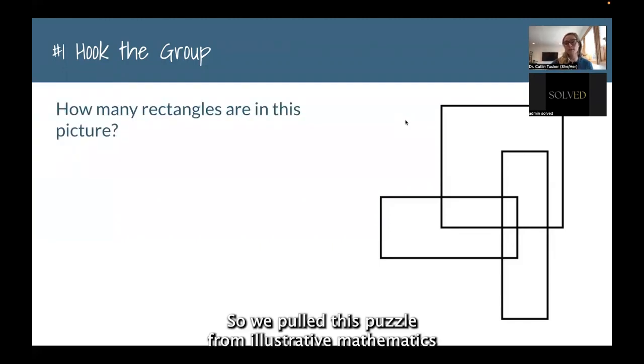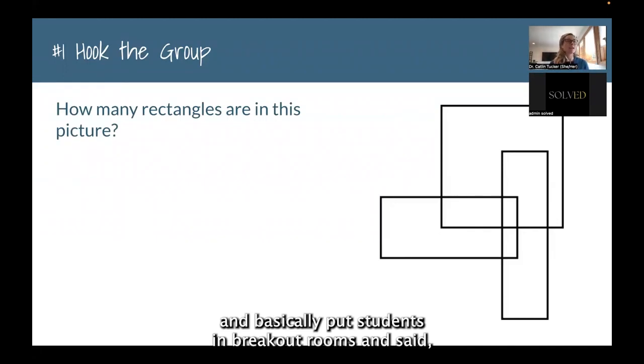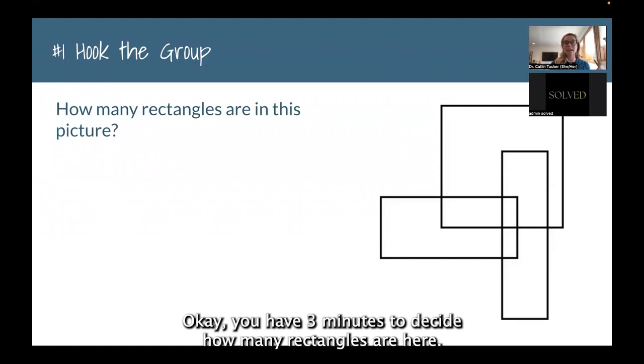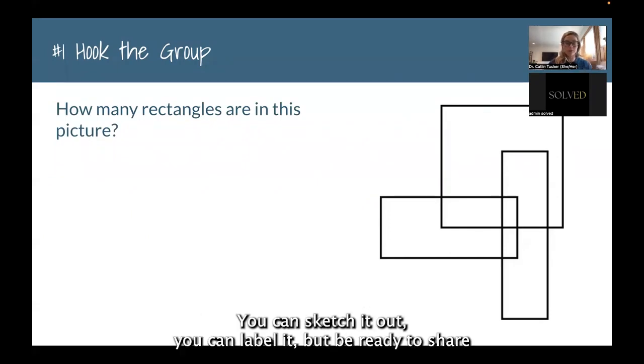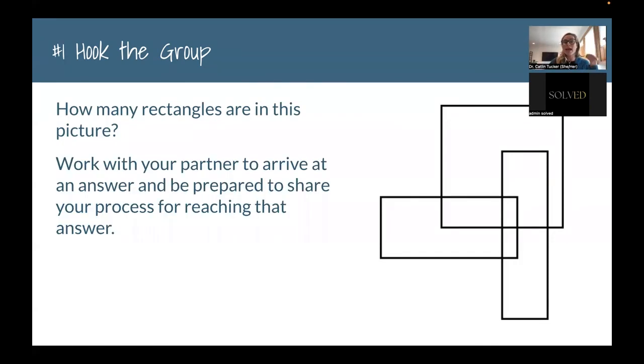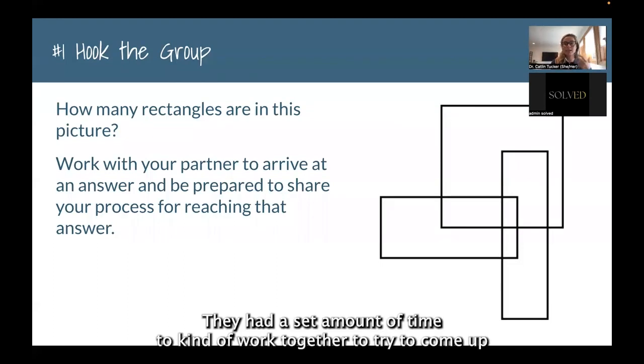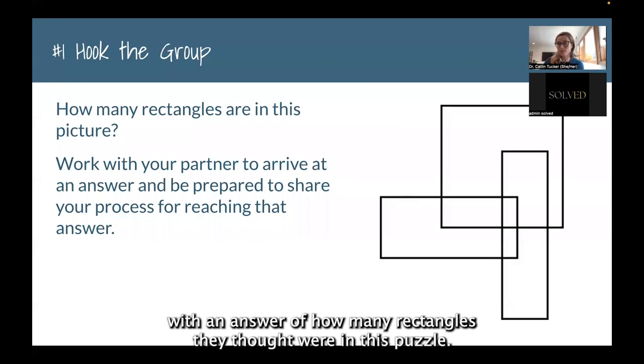So we pulled this puzzle from Illustrative Mathematics and put students in breakout rooms and said, okay, you have 3 minutes to decide how many rectangles are here. You can sketch it out, you can label it, but be ready to share how you arrived at your answer. They had a set amount of time to work together to come up with an answer of how many rectangles they thought were in this puzzle.